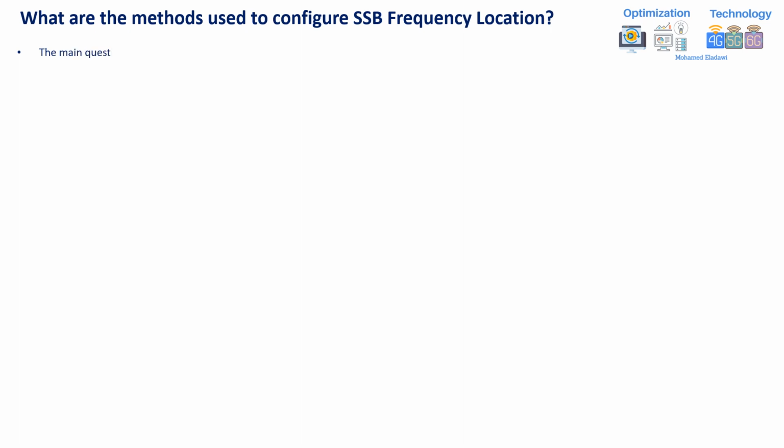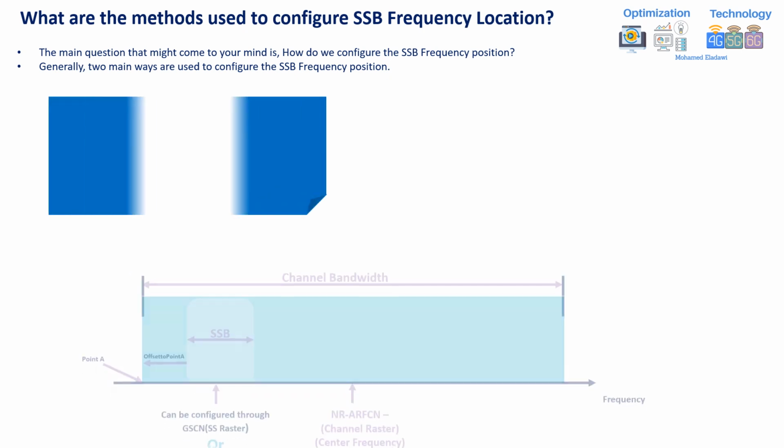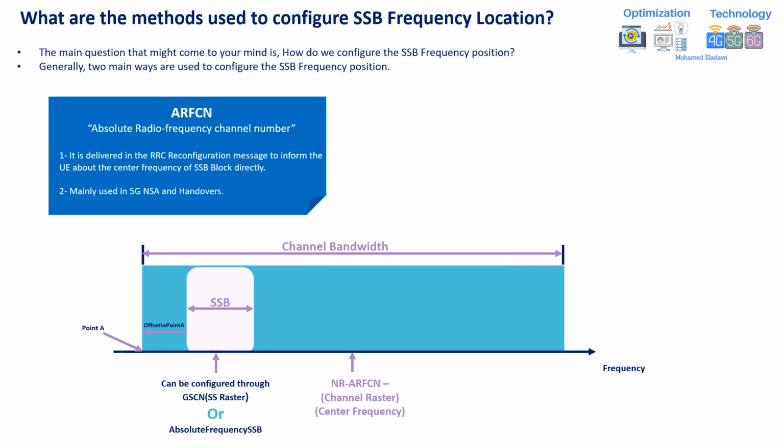The main question that might come to your mind is, how do we configure the SSB frequency position? Generally, two main ways are used to configure the SSB frequency position. 1. ARFCN, which stands for Absolute Radio Frequency Channel Number. It is delivered in the RRC reconfiguration message to inform the UE about the center frequency of the SSB block directly. Mainly used in 5G NSA and handovers.